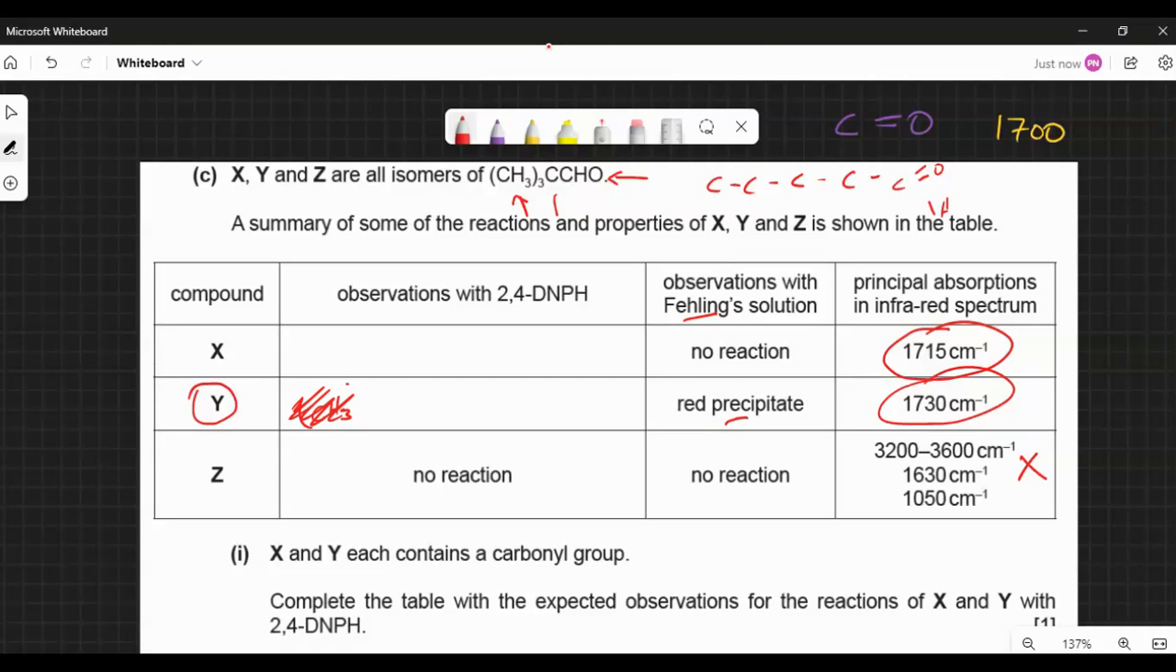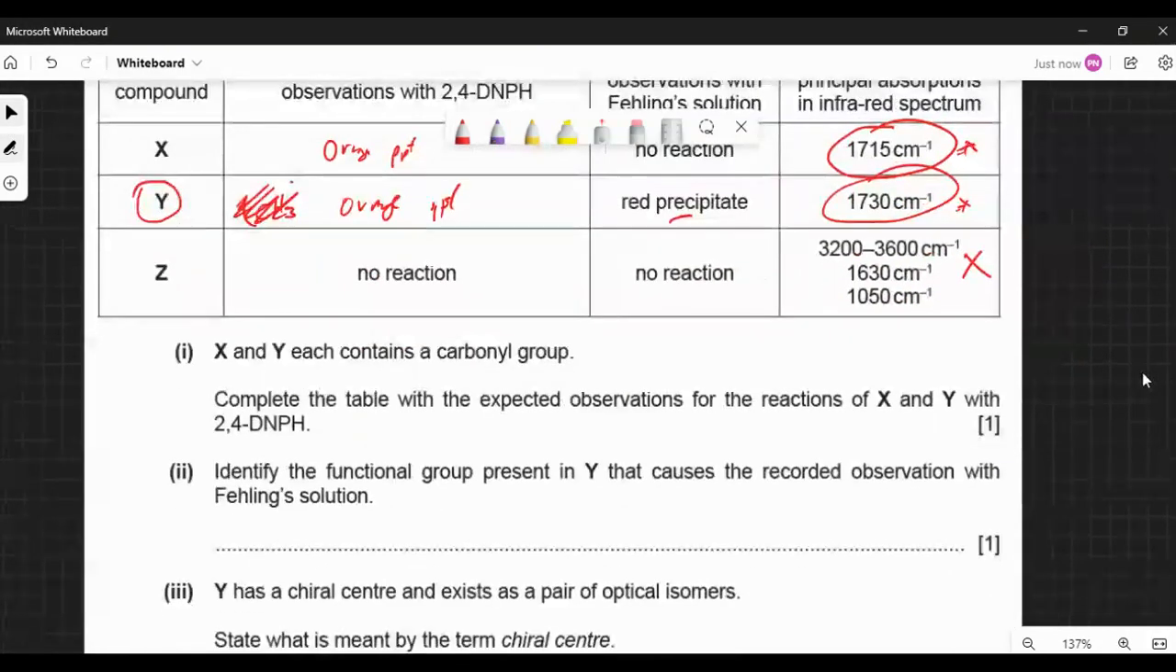So it wants the observations with 2,4-DNPH. 2,4-DNPH sniffs out what? Sniffs out carbonyl groups. So both of these, as I've said, have a carbonyl group, don't they? So both of these are presumably going to have an orange precipitate. Orange ppt. Fair enough. Yeah, we good. X and Y each contain a carbonyl group. I don't know why I bother with this because I think we're making it harder than it should be. X and Y contain a carbonyl group, which we knew already, didn't we? Complete the table. All right then.